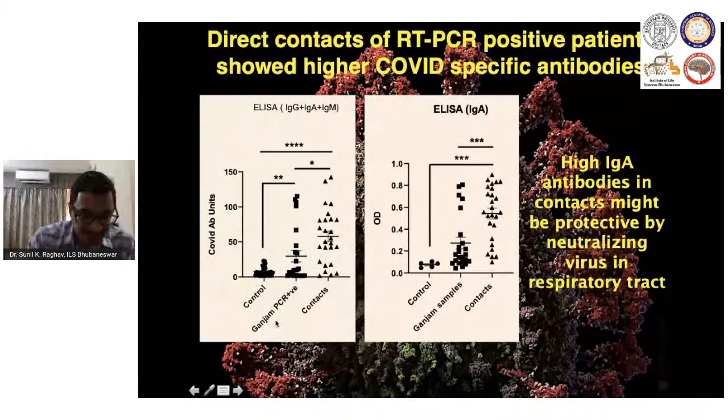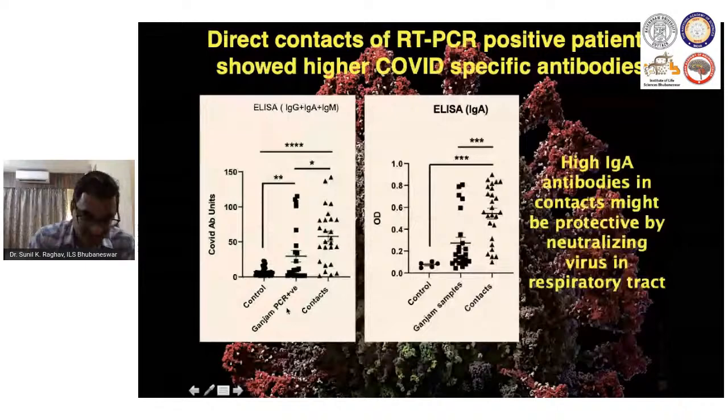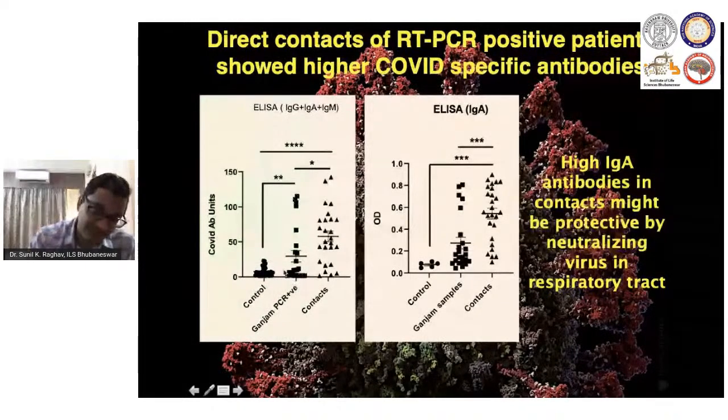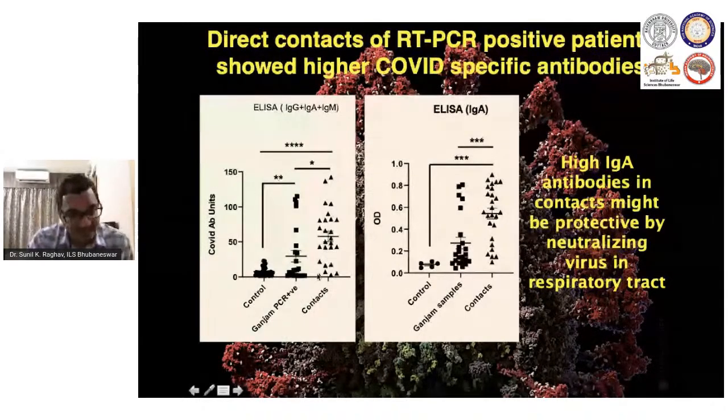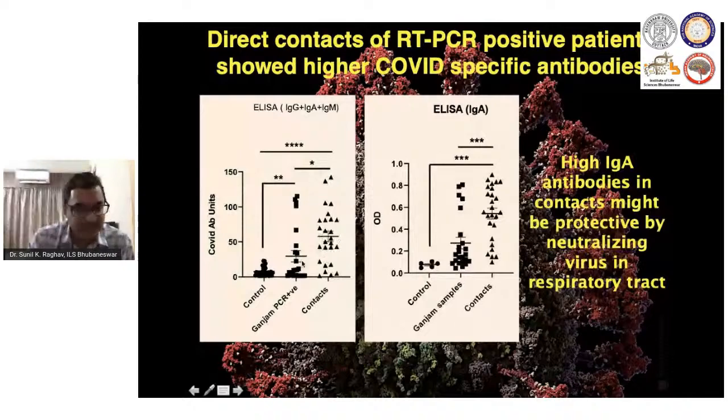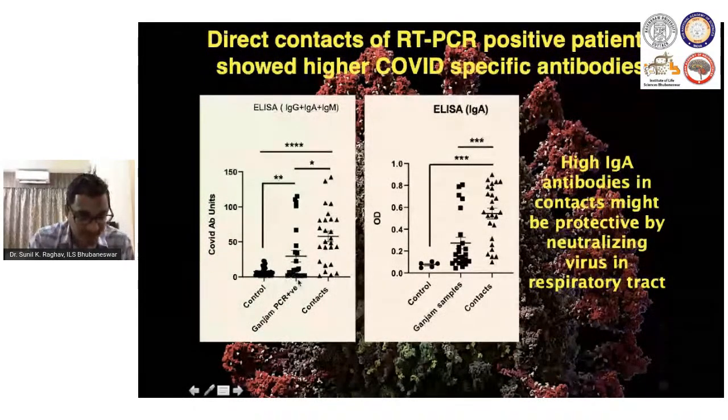Then we have this Ganjam. From Ganjam, we collected these samples. So these are PCR positive cases. And these are the contacts. Surprisingly, in contacts, what we see is that they have very high antibodies as compared to these PCR positive cases, where a lot of individuals don't develop antibodies strongly. In contacts we have very strong antibodies.